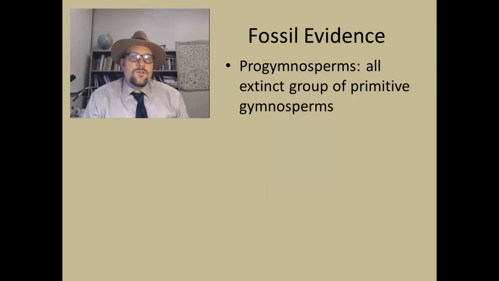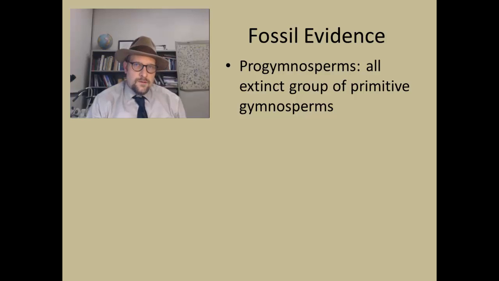Now, many of these transitions are preserved in the fossil record in a group of fossil plants called the Proto-Gymnosperms. These plants are the ancestors of the modern Gymnosperms and show the acquisition of many of these traits. Now, Proto-Gymnosperms are all extinct, but their fossil record extends all the way back to the Devonian.